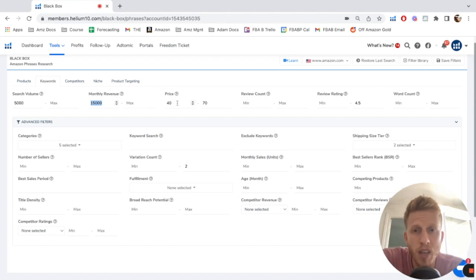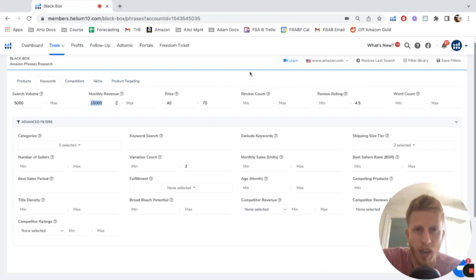You get the point. Price, I'm going to go between 40 and 70. I don't want to go lower than 40. To be honest, everything that we want to sell now is over $35, $40 really. It just helps you so much with the Amazon fees and with the PPC. If you start looking at stuff that's 12, 13, less than $25, $30, it gets really difficult. It gets really difficult with the PPC. It gets really difficult with the Amazon fees.